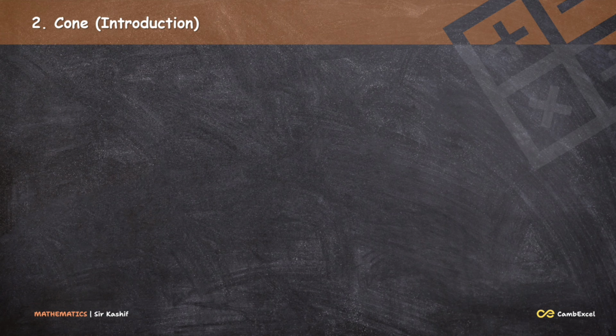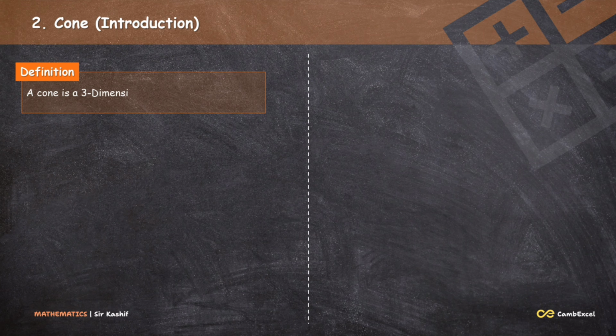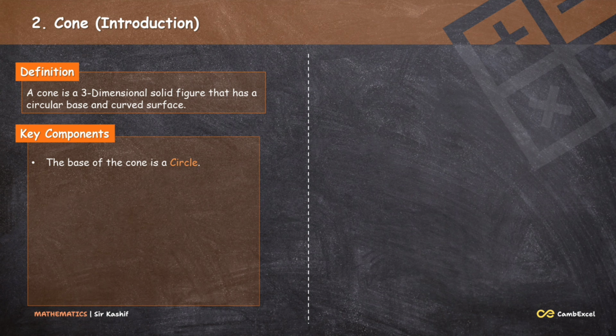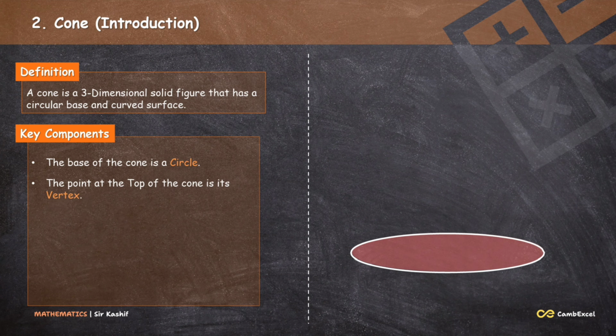Starting with the cone, let us first of all define a cone. By definition, a cone is a three-dimensional solid figure that has a circular base and a curved surface. The key components that we have to learn for the cone are the base of the cone, which is circular in shape, that you can see on the right hand side. The point on the top of the cone is called its vertex, which contains most of the curved surface.